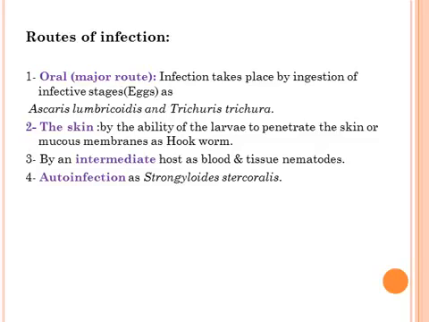Number 4, auto-infection. In auto-infection, the parasite multiplies. For example, Strongyloides stercoralis multiplies inside the host, inside the human, and directly produces the larva stage. Again, the larva causes infection in the same host and causes auto-infection.